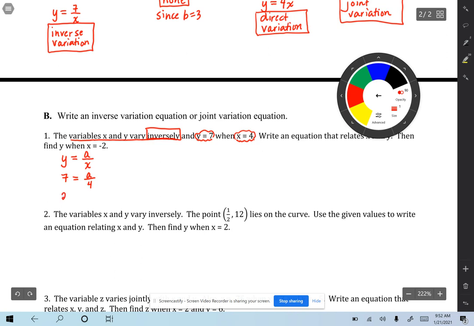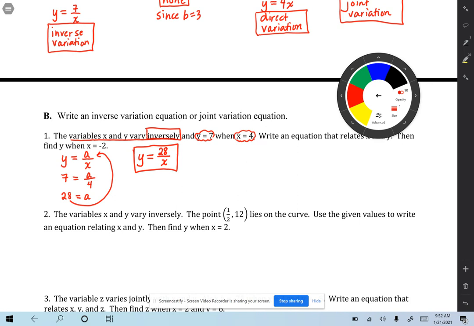Cross multiply. 7 times 4 is 28. What do you do with that a? Well, all you do is you replace it back into your equation. So your equation is y equals 28 over x. You're not supposed to replace the 7 and 4 again because you want to show the relationship, because it says right there, write an equation that relates x and y. So this is your equation. So the steps are solve for a first. Next step, plug in a. Plug only a back into your equation.